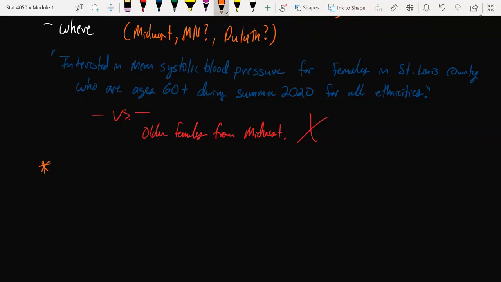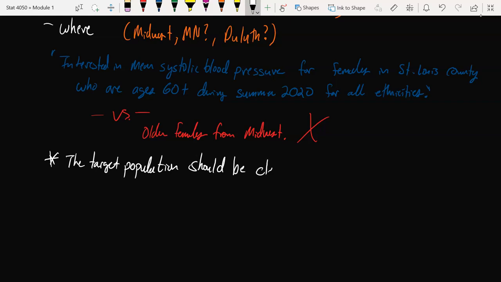So the final takeaway that I would leave us with here, in an asterisk, would be that the target population should be clearly defined in a manner that everyone can understand.